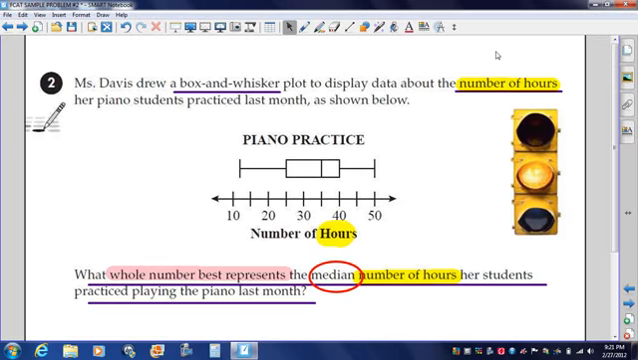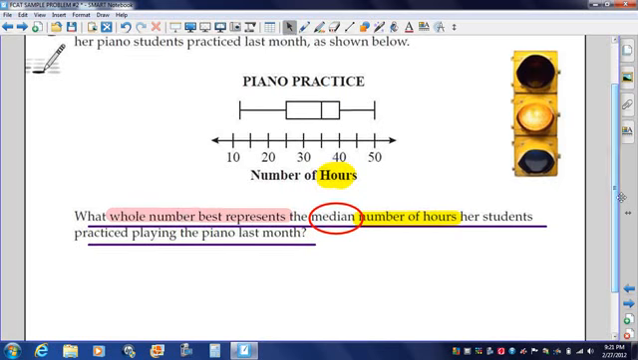Next thing remember to do on the FCAT is yellow light, slow down, underline, circle, box important information. If you would, please underline or circle a box and whisker plot, number of hours, and underline the entire question. What are they asking us to do? What whole number best represents the median number of hours her students practiced playing the piano last month? If you would, please put a box or circle around median. That's a key word. Measure of central tendency. Booyah! How you like them bananas?